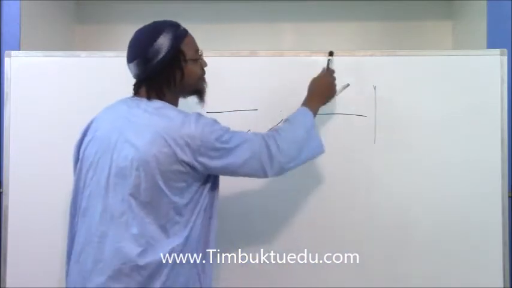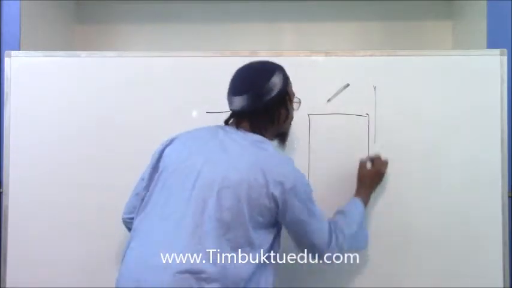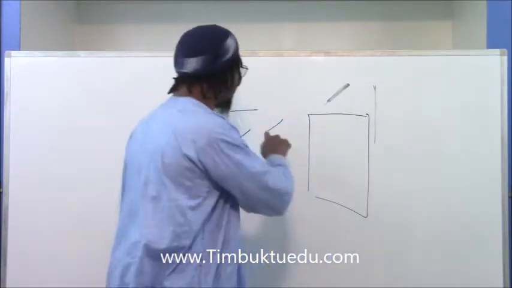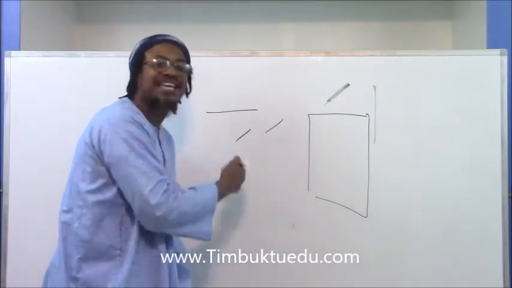So the a is fatha because it opens your mouth. You open your mouth like a doorway, and your mouth goes up. And then for e, you put a line under because it breaks the line. They call it a kasrah.